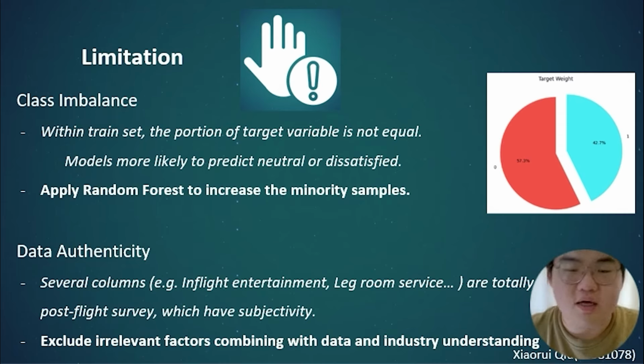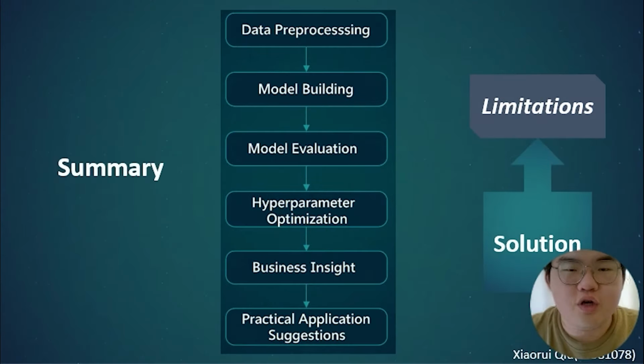Another concern is data sensitivity. Talking about the survey, there is unignorable subjectivity and it's hard to verify. So our suggestion is to optimize and simplify the survey question design, and we excluded some weakly correlated factors in our study. In this flowchart, you may better recognize our workflow.